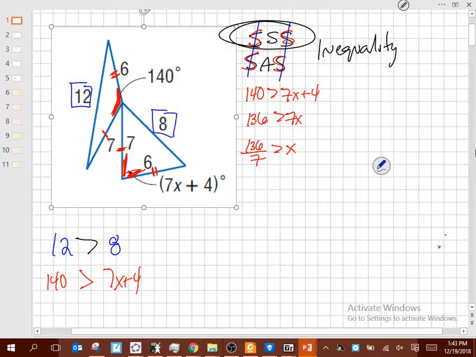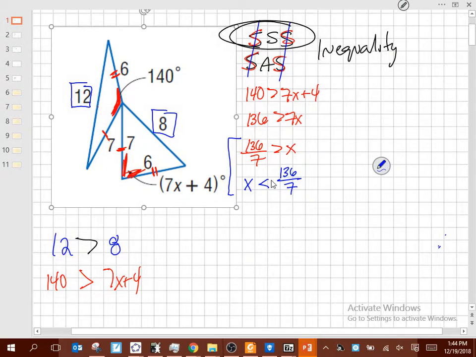I think yesterday we talked about how we're allowed to use the symmetric property and flip these things. But remember, if all I'm doing is flipping them, then this inequality symbol needs to still be pointed towards the x, right? So I'm going to write it as x being less than 136 over 7. Is that okay? Yep. I'm going to leave it that way. I'm going to come back and talk about that here in a moment.